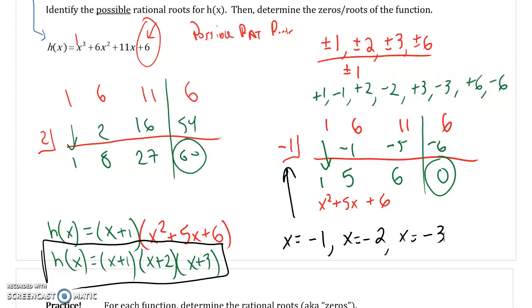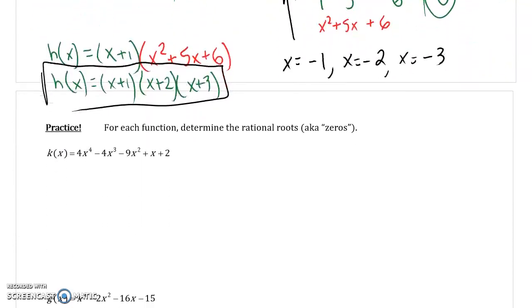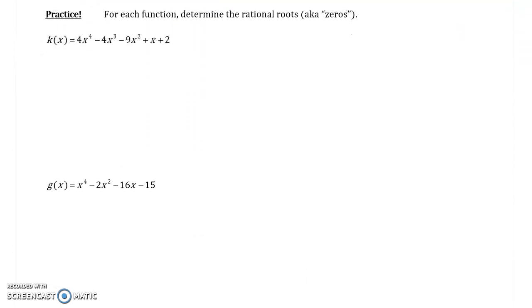Now it's time for us to practice. So go to the back side of your sheet, and I'm going to start with k of x. I'm going to help you get started, and then you're going to give it a try. So k of x, the first thing I'm going to do is say, all right, if there are rational roots, here are my good test values. The possible rational roots are plus or minus the factors of 2, that's my q value, divided by plus or minus the factors of 4.